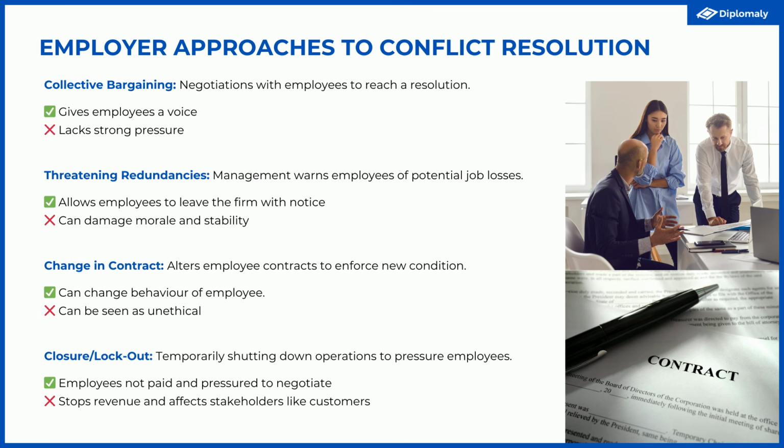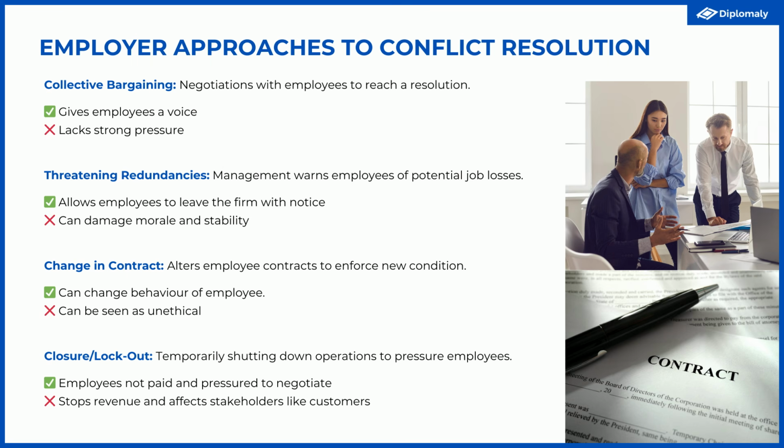This allows employees to leave the firm if they don't wish to cooperate, but can also contribute to negative staff morale and instability within the firm. The third method is change in contract, which involves new conditions in the contract of employees causing unrest. This can change the behavior of the employee, but it is also viewed as an unethical way to deal with the conflict.